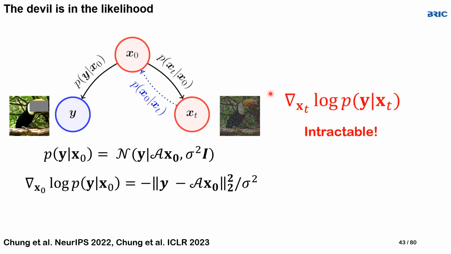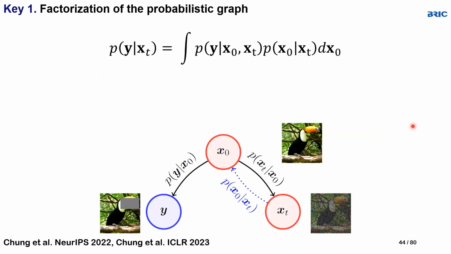However, the reverse distribution, P of x0 given xt, shown with the blue dotted line here, is intractable in general. Hence, P of y given xt is intractable because we have no information about this blue dotted line. So in our work, we aim to approximate the intractable distribution.